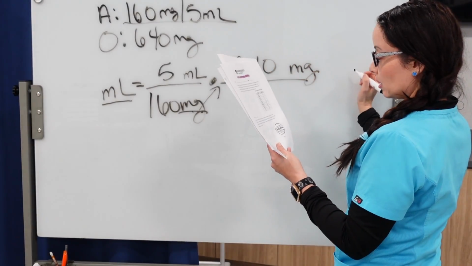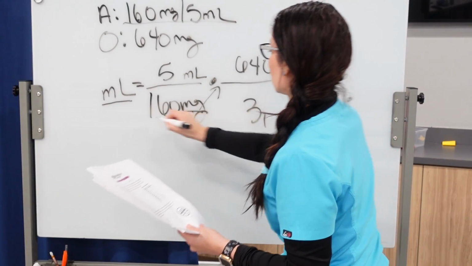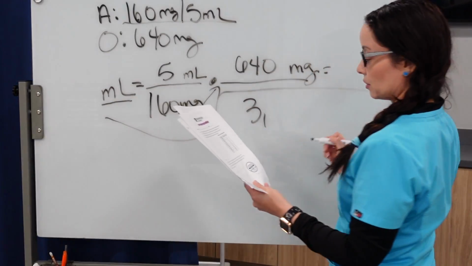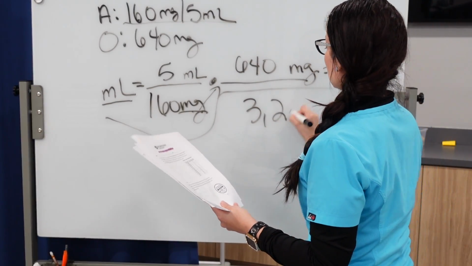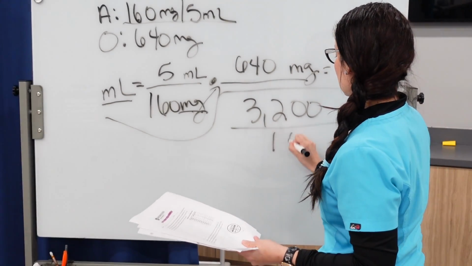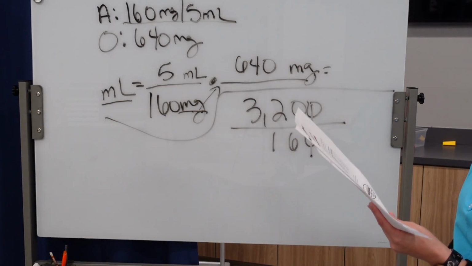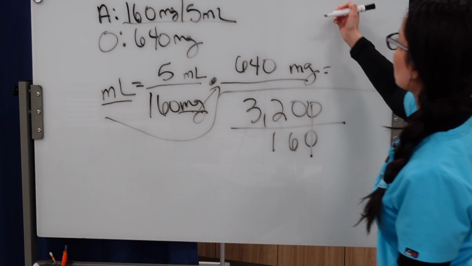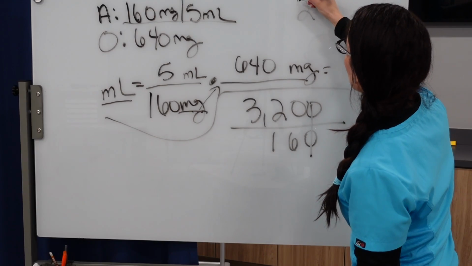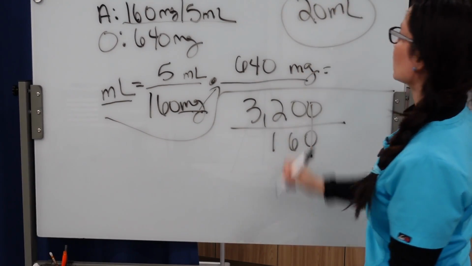So when you multiply across, you get 3,200 over 160. You can cross out the zeros. 320 divided by 16, and you get 20 milliliters. My marker's running out. 20 milliliters is your final answer.